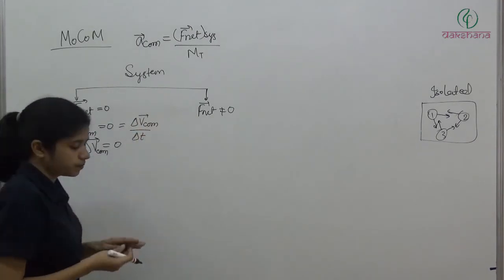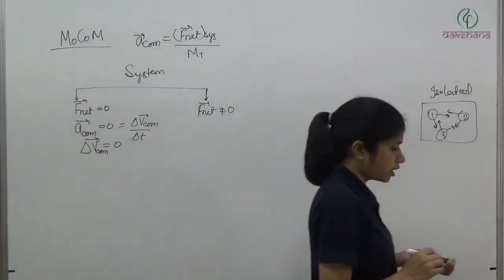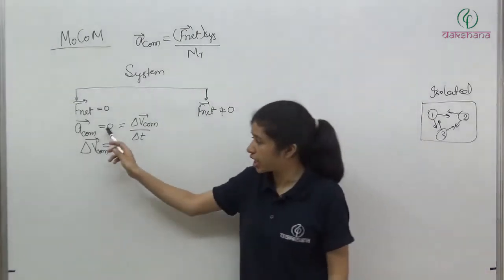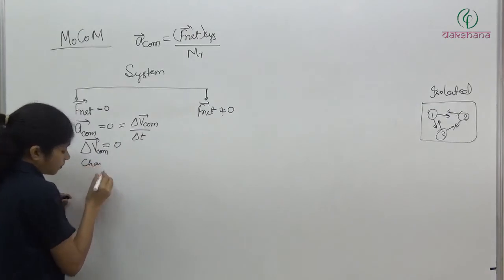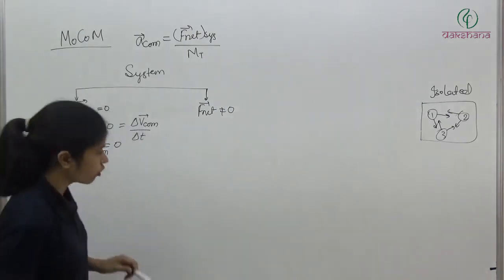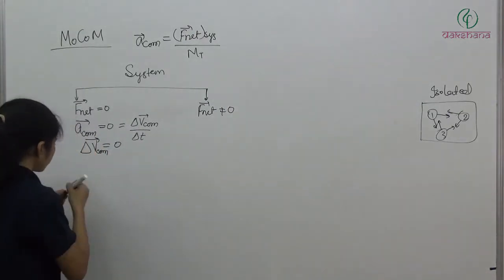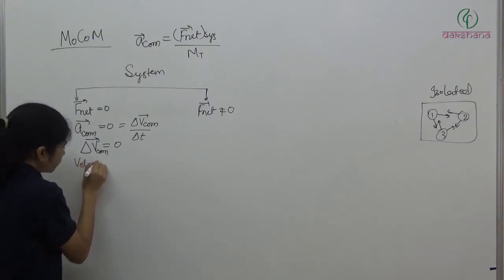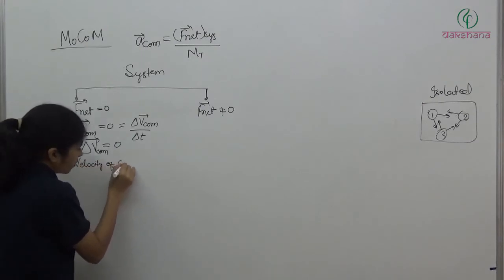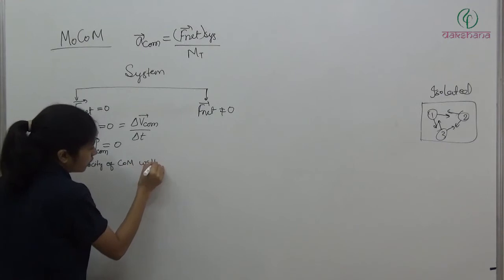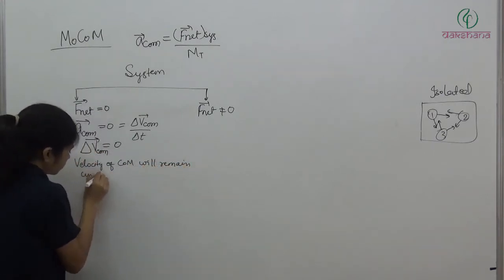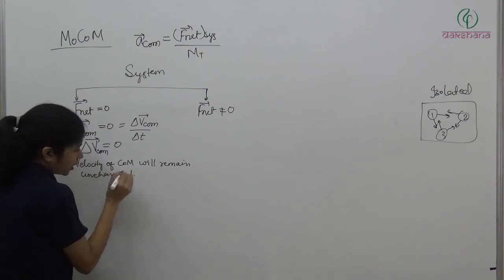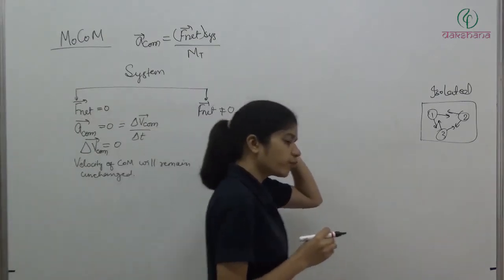a of center of mass is nothing but delta V center of mass divided by delta t. Acceleration means change in velocity. If there is no acceleration, there is no change in velocity. So the velocity of center of mass will not change. Velocity of center of mass will remain unchanged. Clear? Velocity of center of mass will remain unchanged.